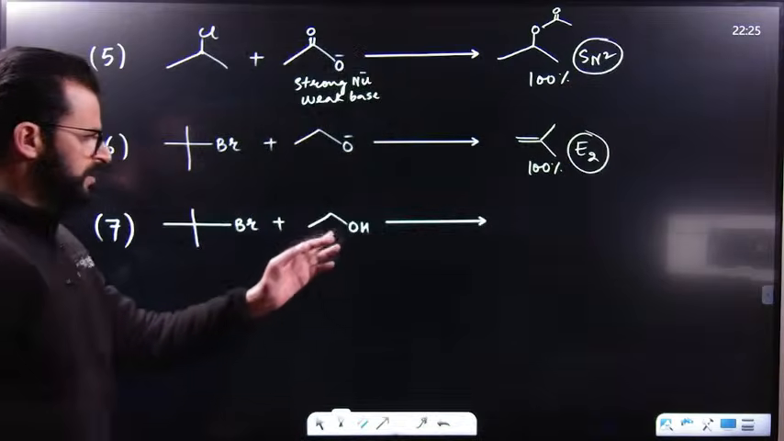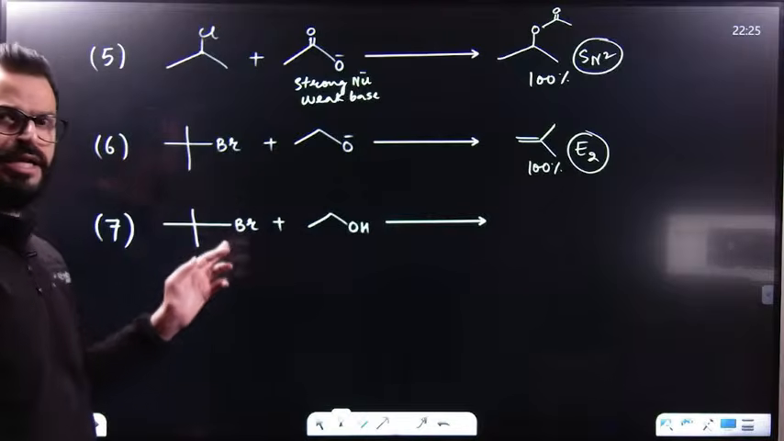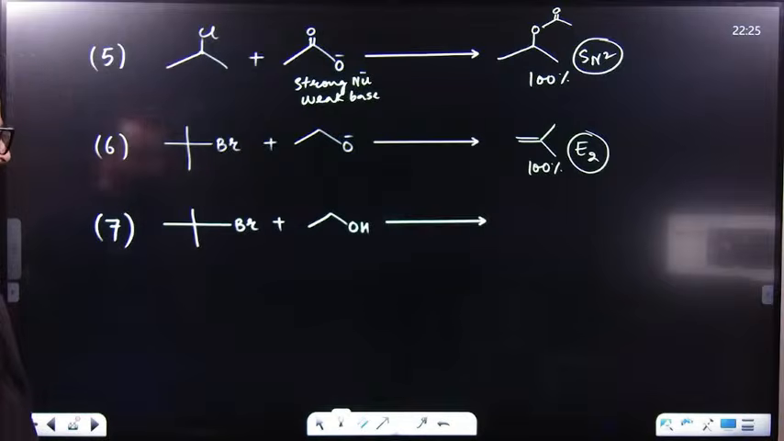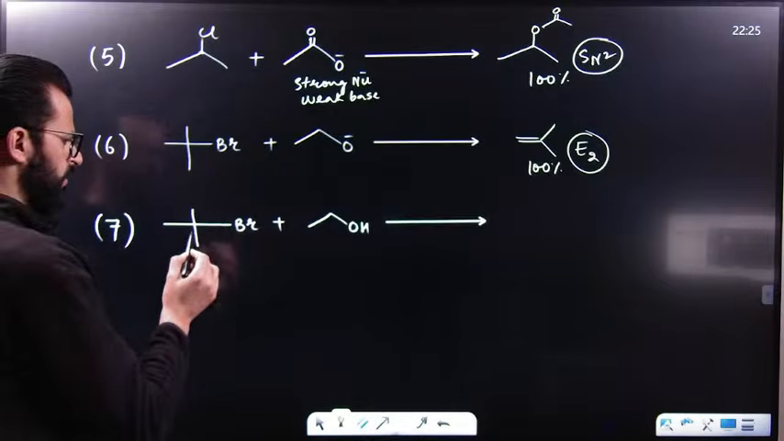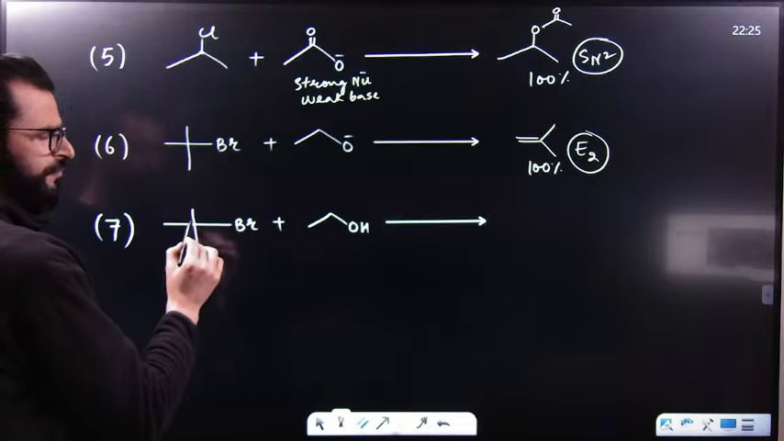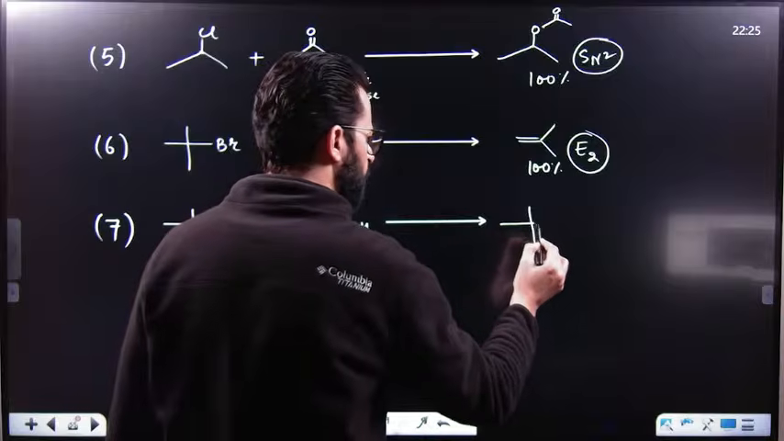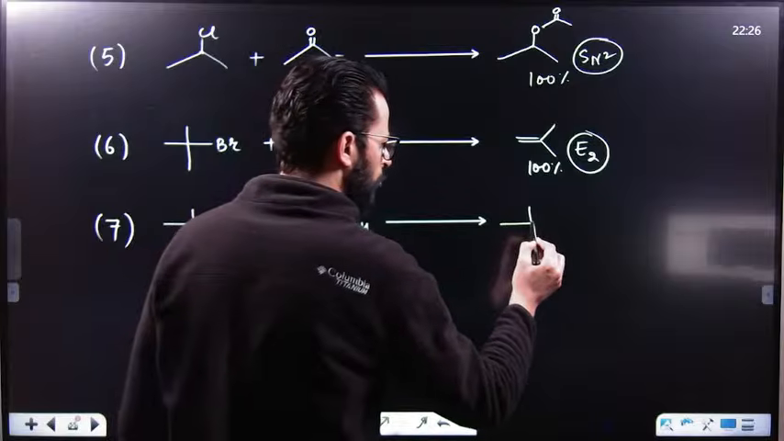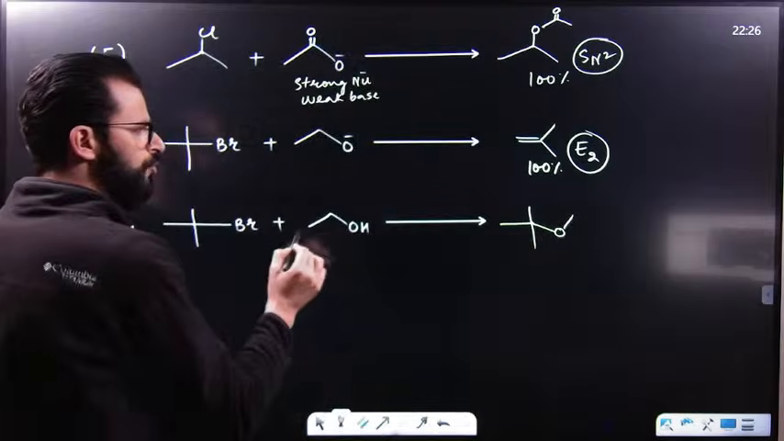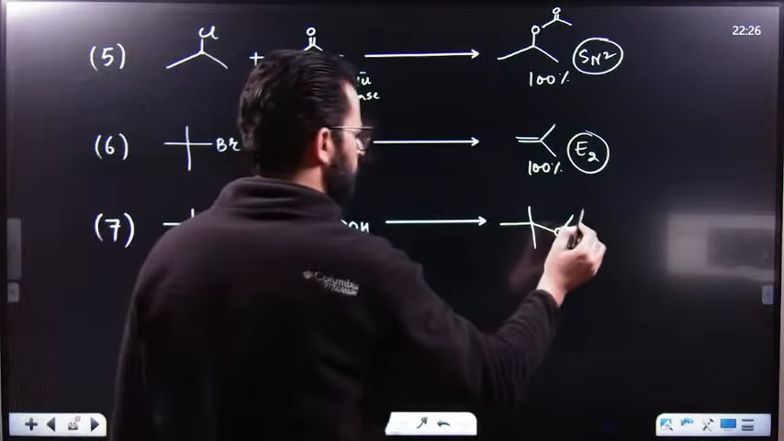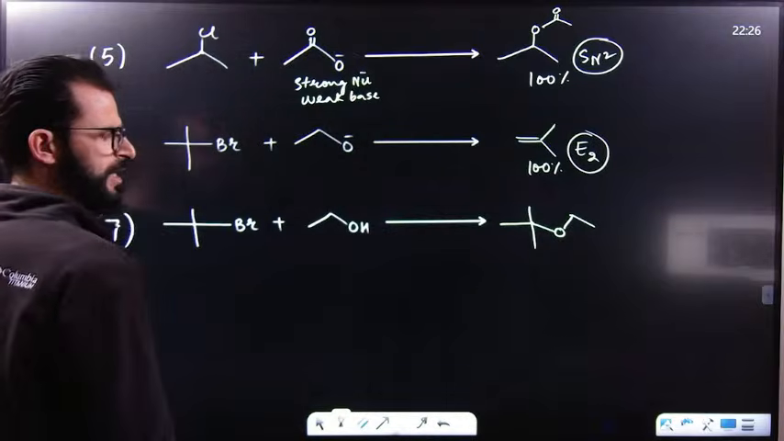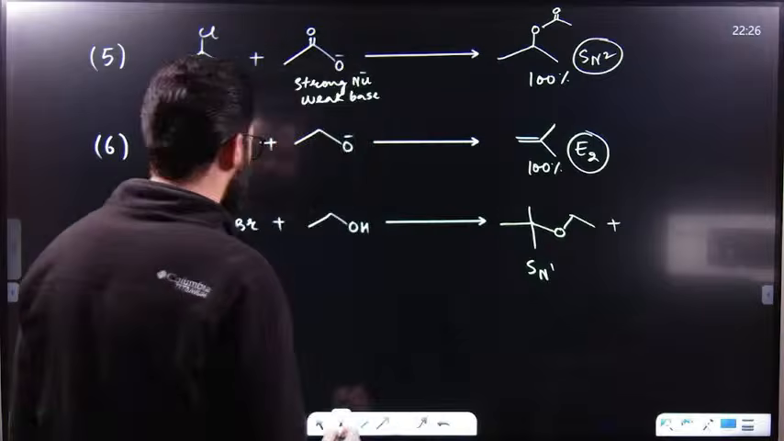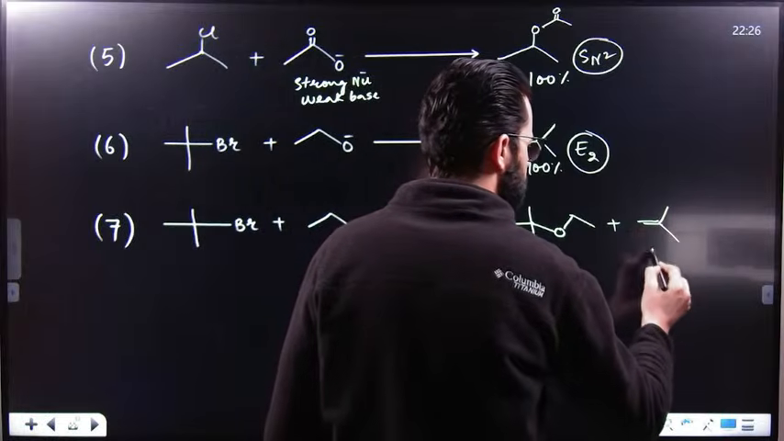Now have a look. This is a weaker nucleophile, and this is a tertiary alkyl halide. With a tertiary alkyl halide and a weaker nucleophile, it is either SN1 or E1. So first of all, it will break and result in the formation of a carbocation. When it forms a carbocation over here, this O will attack and after that CH3. So OCH2CH3 will be attached to this. So this will become the SN1 product and the E1 product. The E1 product will be like this.